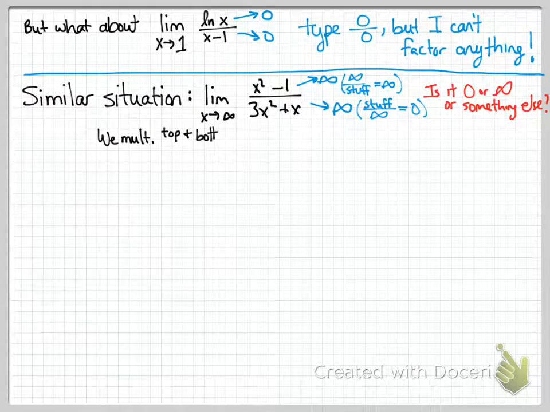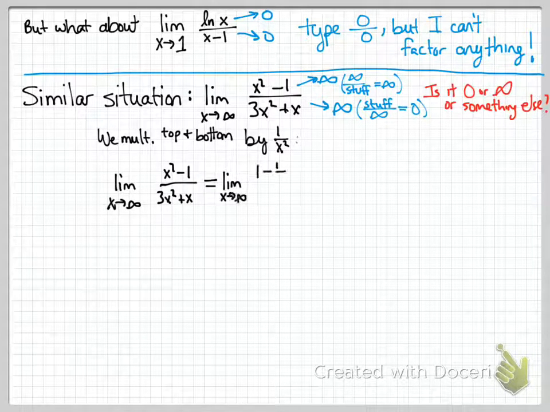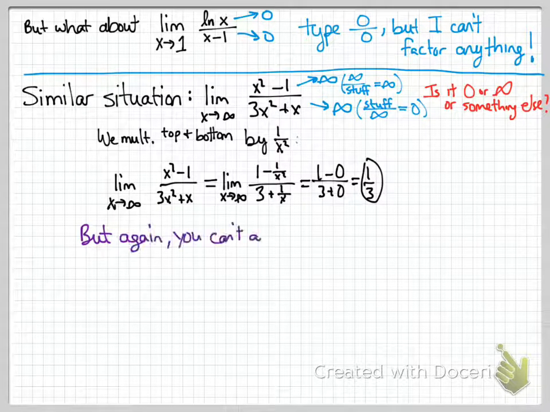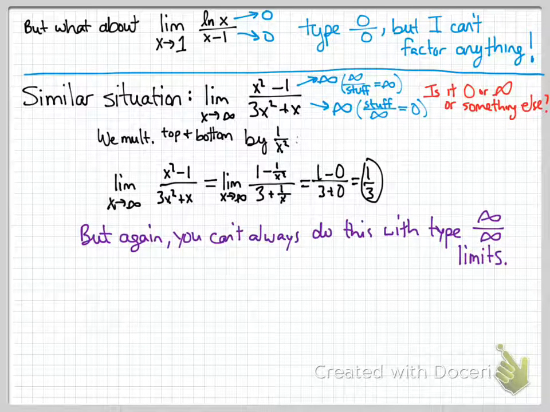With this one, we multiplied the top and bottom by 1 over the highest power of x, 1 over x squared. When you do this, you simplify, you get 1 minus 0 over 3 plus 0, you get a third. So it's not 0, it's not infinity, it's something else, a third. But again, you can't always do this. You can't always multiply by the highest power of x because sometimes it's not powers of x that are the problem. So you have an infinity over infinity situation. It's indeterminate. We don't know what the limit's going to be.